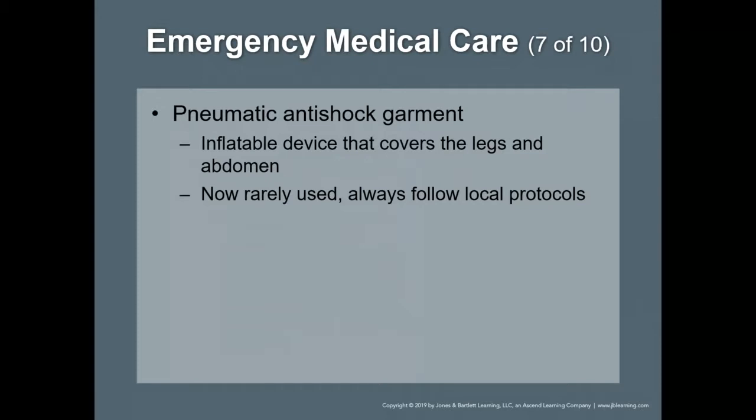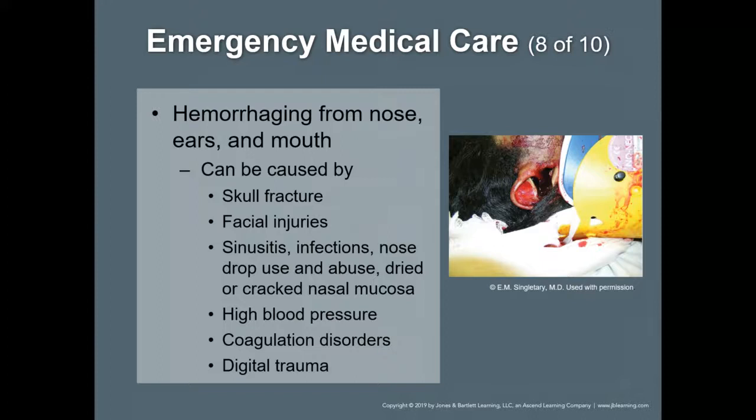Pneumatic anti-shock garments, or PASGs, you also see them written as MAST trousers, military anti-shock trousers, are basically Velcro pants. They have two leg compartments and an abdominal compartment, and they are inflated with pressure to push blood. They were originally designed to squeeze blood out of an extremity back into the torso to raise blood pressure, but when inflated to a certain amount, they can help with external hemorrhage as well.